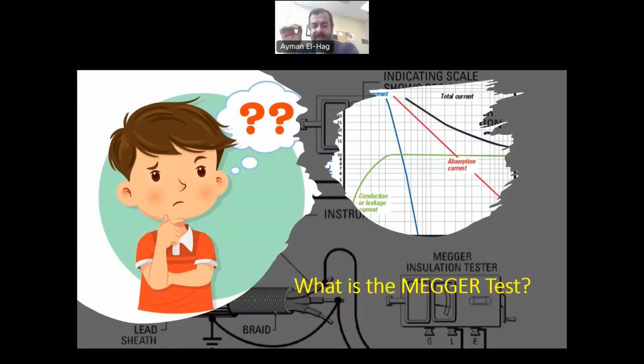So let's answer this question. What is the MEGGER test, why is it used, and why did the current that we have seen drop to a very low value in a very, very short period of time?